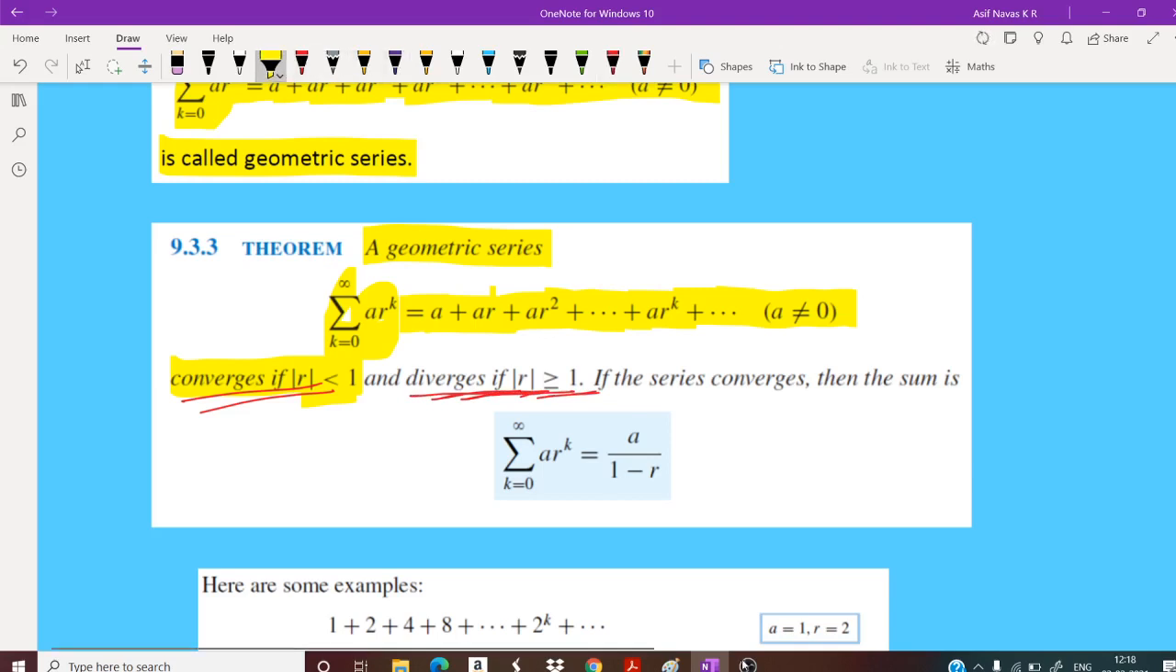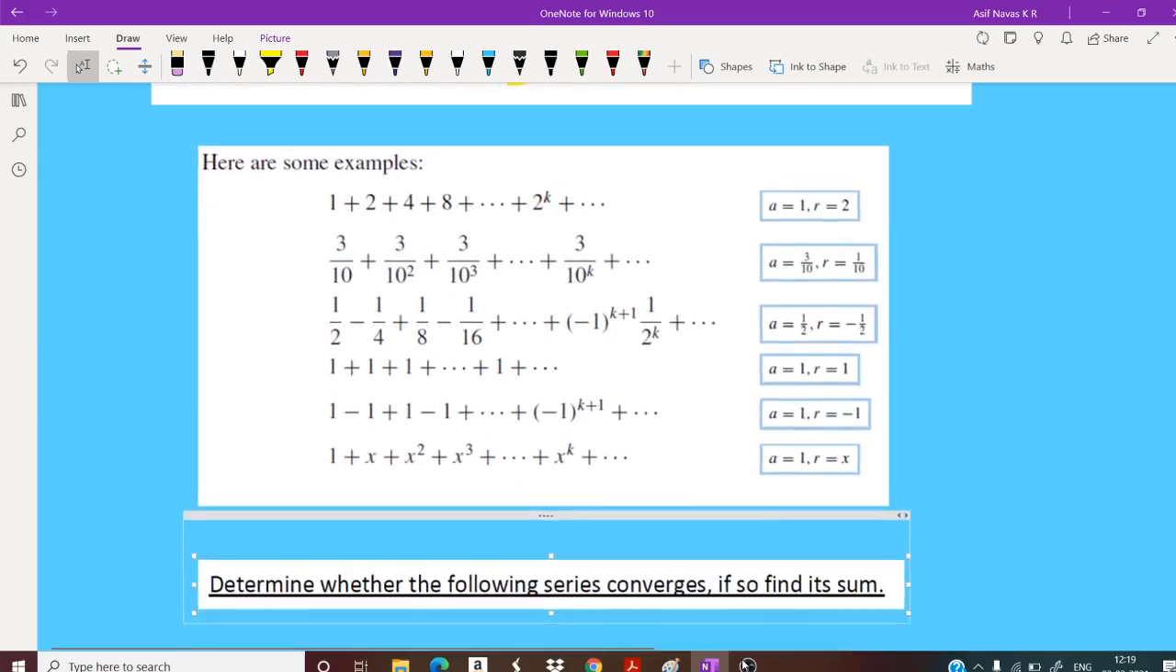So, when does the series converge? When modulus of r is less than 1, and it diverges if modulus of r is greater than or equal to 1. If the series converges, then the sum sigma k equal to 0 to infinity a r raised to k is equal to a by 1 minus r. Now I will give you a few examples.